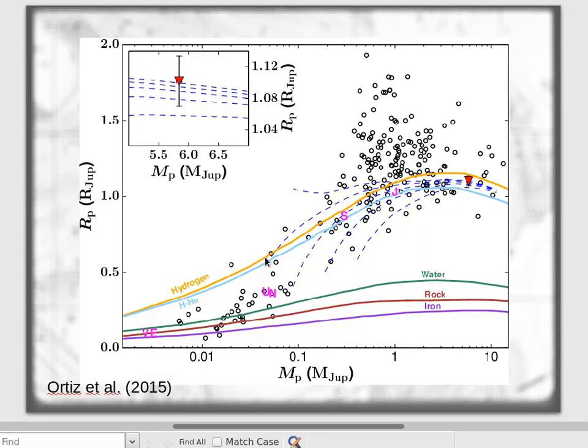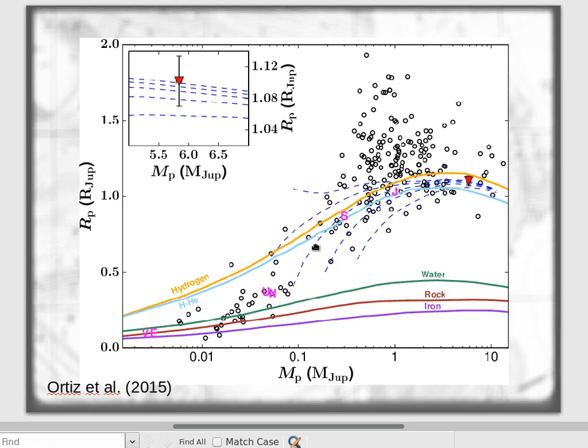So now that we know the mass and now that we know the radius, we can start plotting diagrams like this. The colored lines here show the loci of pure iron, pure rock, pure water planets, or planets that are dominated by hydrogen, helium, or by a purely helium atmosphere. Now we can actually do some physics for a change, not just having the mass, but actually telling something about the nature of the planet.